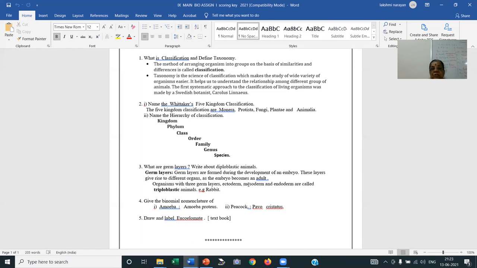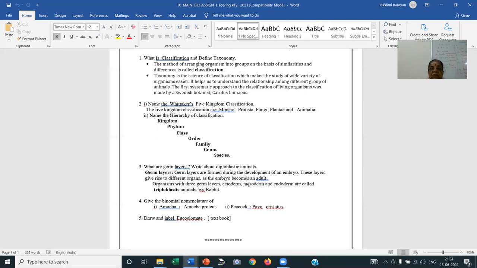These germ layers give rise to diploblastic and triploblastic animals. I hope you follow. An organism with 3 germ layers, ectoderm, mesoderm, and endoderm, is called a triploblastic animal. Example, rabbit. Now you write about diploblastic animals. Okay, so you make a note.